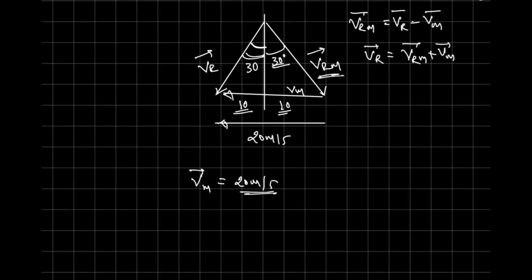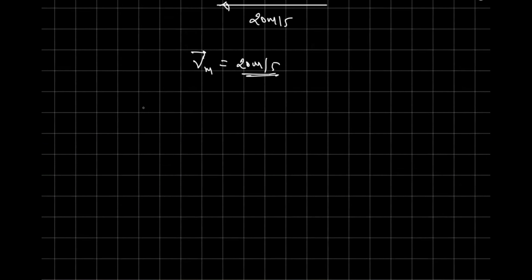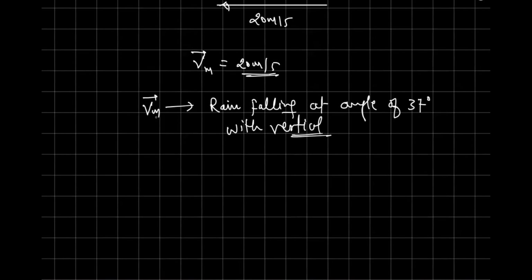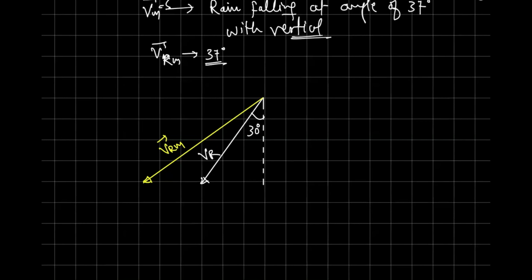Suppose, if I ask you the same question: what should be the velocity of man so that he can see rain falling at an angle of 37 degree with the vertical? So we want the velocity of man such that the velocity of rain with respect to man appears to be falling at an angle of 37 degree. What has been asked here is that the rain should appear to the man at an angle of 37 degree. So we can say this angle is nothing but 37 degree.